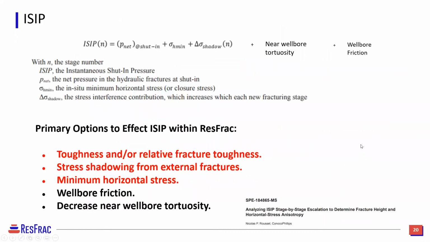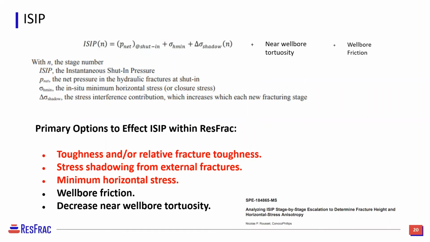So let's look at ISIPs. I just borrowed this equation from Nicholas Russell over at ConocoPhillips. But basically, ISIP is a function of your net pressure plus your SH min, plus the stress shadowing caused by the previous stage, plus in ResFrac the near wellbore tortuosity, and also wellbore friction. Your primary options to affect ISIP within ResFrac are toughness and/or relative fracture toughness. If you lower it, you're going to lower your ISIPs.